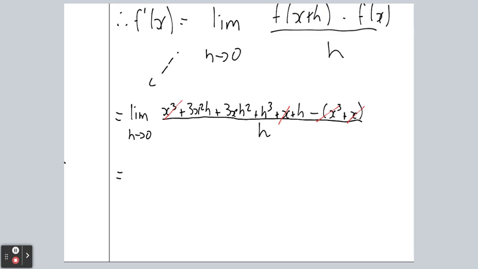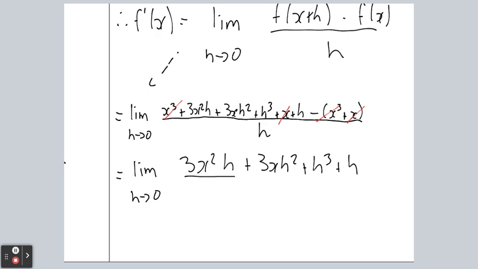Yeah? So what are we left with? Everything else cannot be eliminated. So we're left with the limit as h approaches 0 of 3x squared h plus 3xh squared plus h cubed plus h all over h.